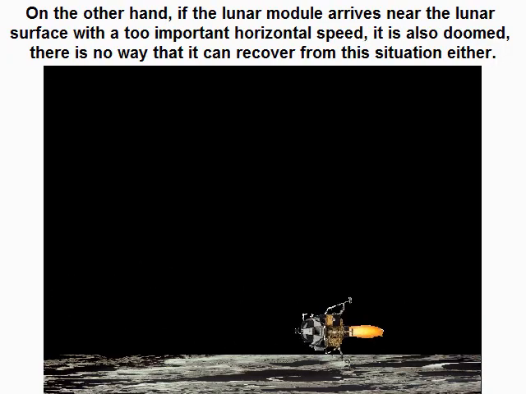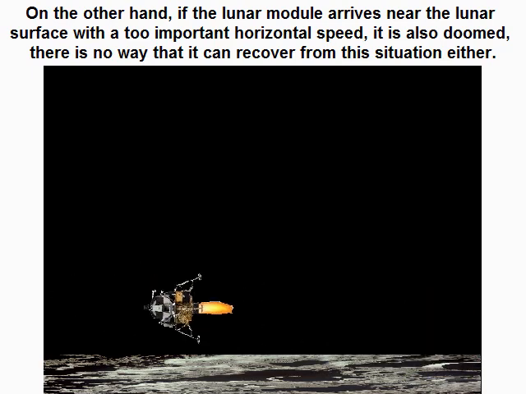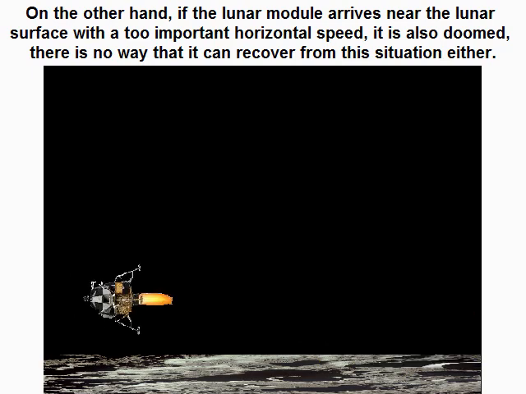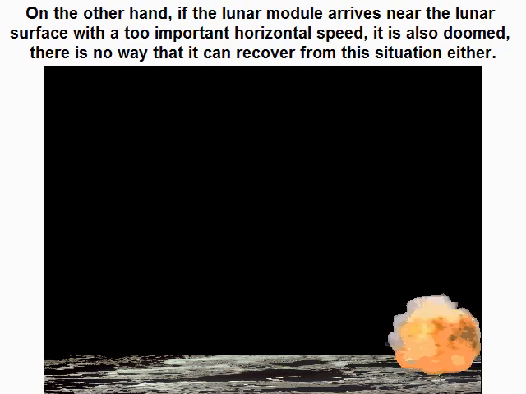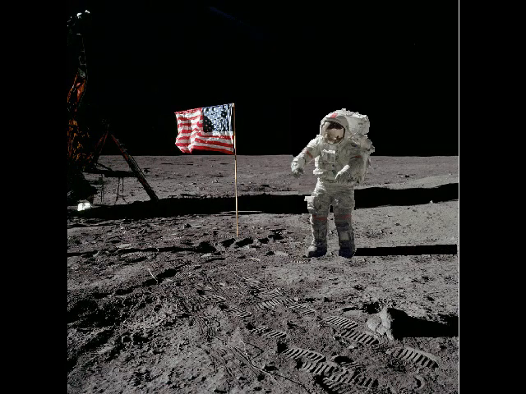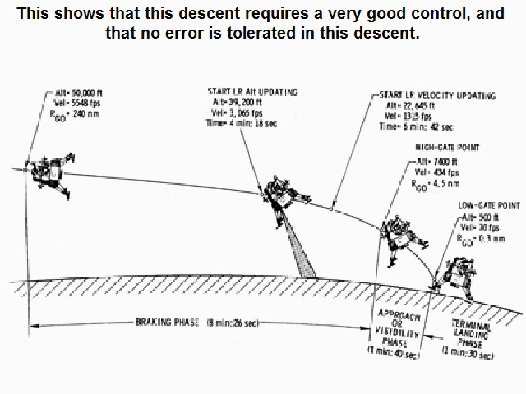On the other hand, if the lunar module arrives near the lunar surface with a too important horizontal speed, it is also doomed. There is no way that it can recover from this situation either. This shows that this descent requires a very good control, and that no error is tolerated in this descent.